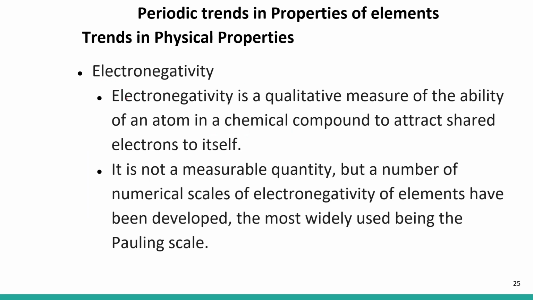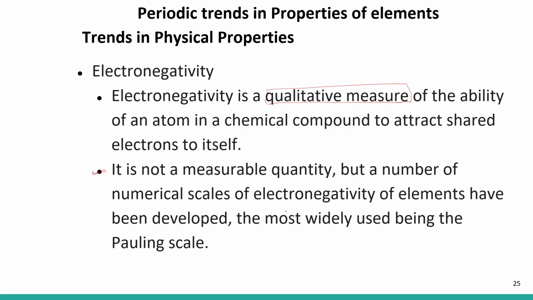So what is electronegativity? Electronegativity is a qualitative measure of the tendency to accept or take an electron. What is the difference between electron gain enthalpy and electronegativity? Electron gain enthalpy is a quantitative measure, while electronegativity is a qualitative measure to accept an electron. It is not a measurable quantity, meaning it cannot be measured using an instrument. It is just a tendency.